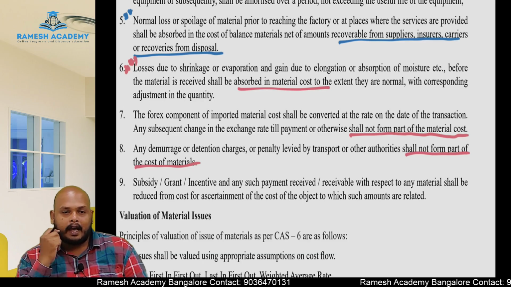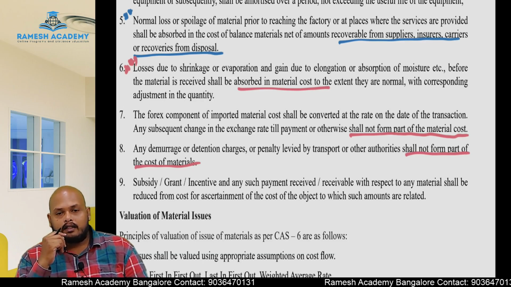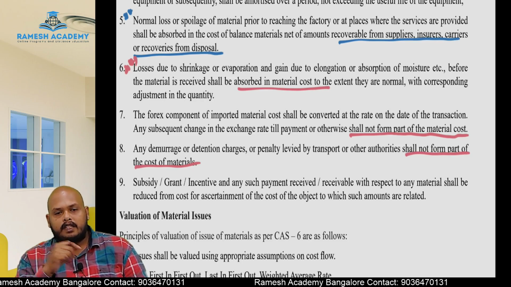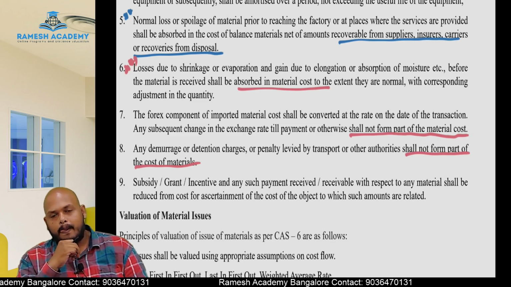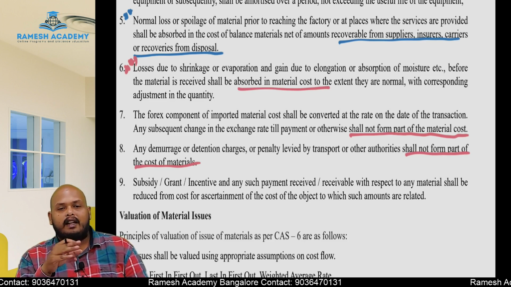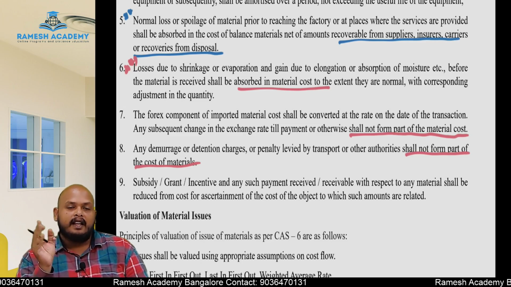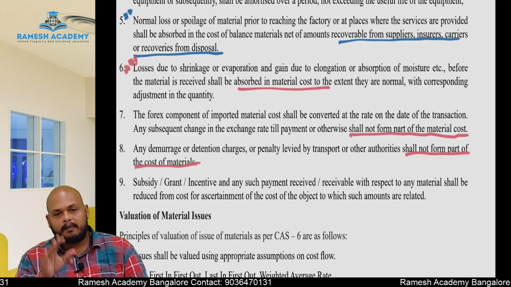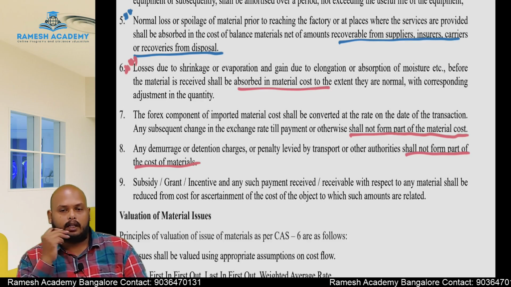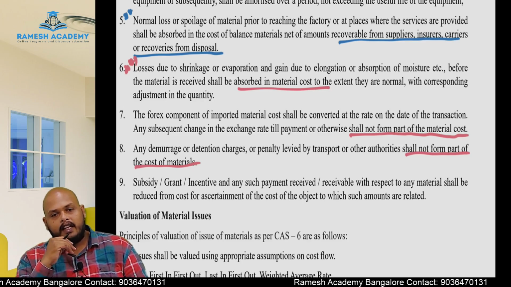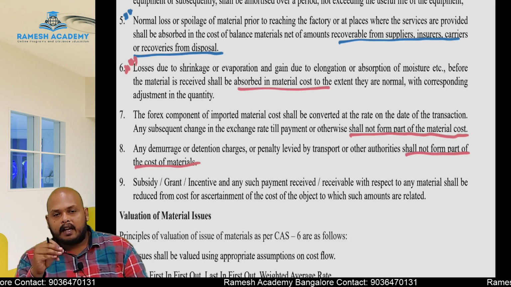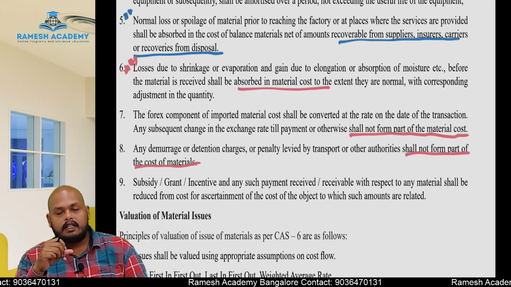Now the ship captain is saying that because you did not unload the goods, I have had to keep my ship stopped for 3 to 4 days without any carriage. So for that purpose, it is a penalty. Demurrage charges is a penalty levied by the ship captain for delay in loading or unloading of goods. If there is any delay in unloading or loading of goods from the ship, this penalty levied by the ship captain is called demurrage charges.